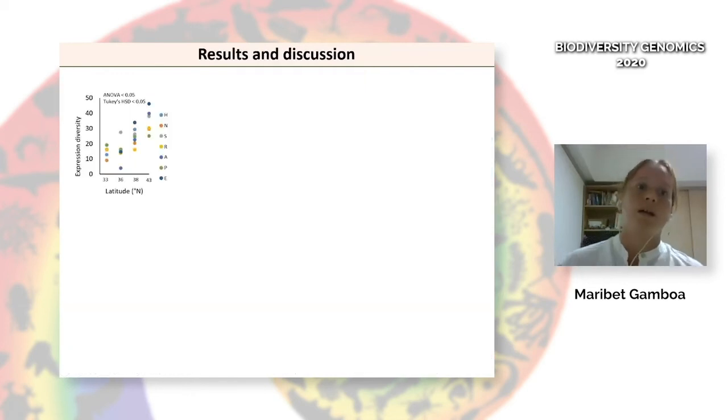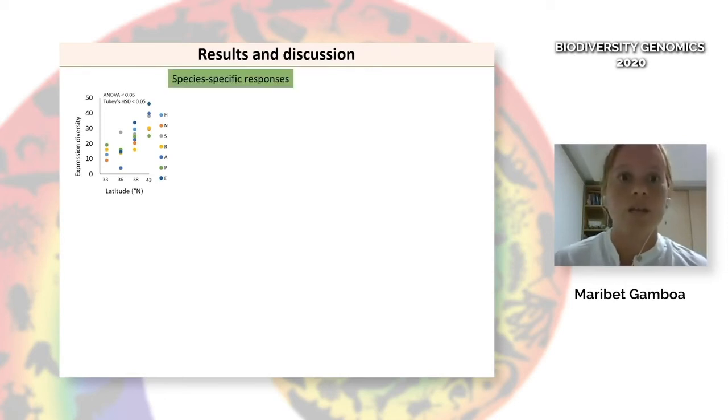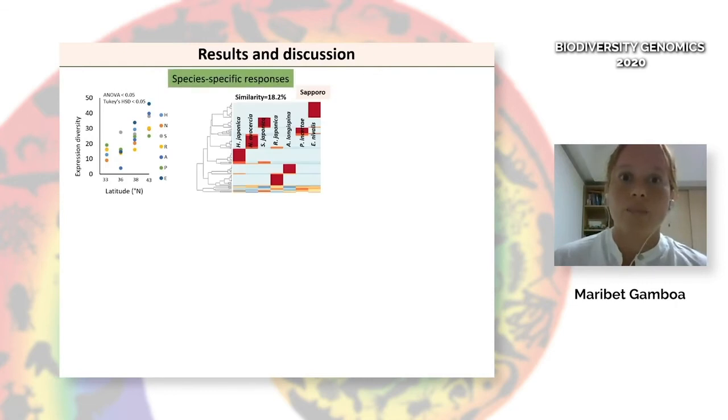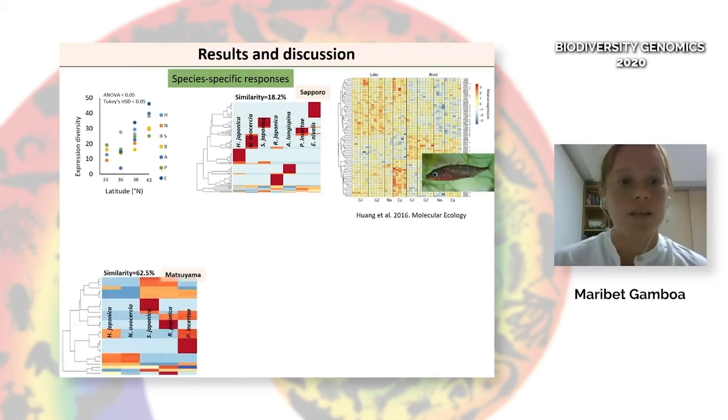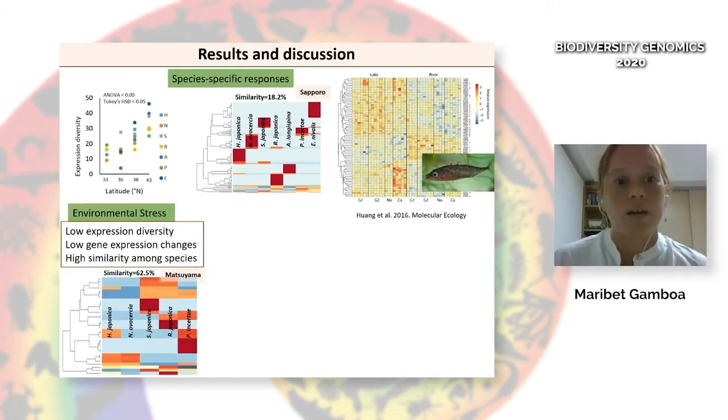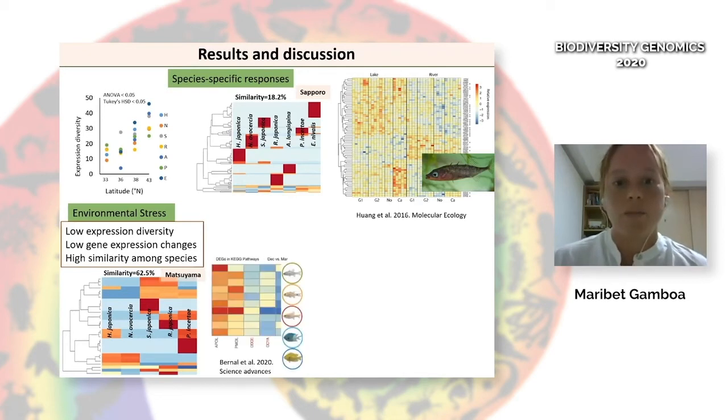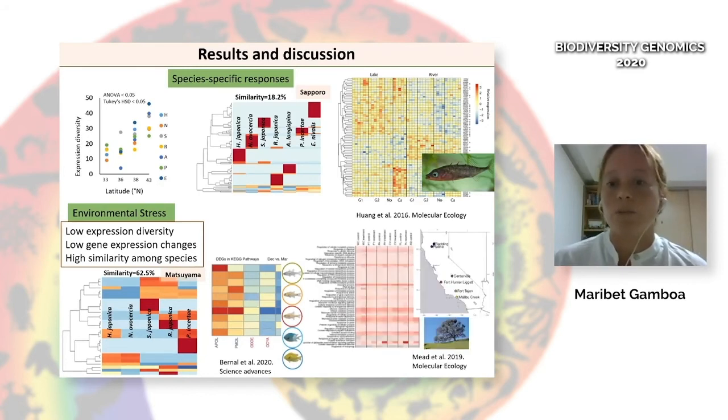If we observe, the expression diversity was highly associated with the latitude. So that could be one of the explanations. Again, if we observe the 2 extremes, I found that species-specific responses were at a higher latitude, and this was widely studied. However, I found lower expression diversity and high similarity among the species, and this could be because of environmental stress. And this was observed before in fishes because of high temperature, and also in trees because of drought.